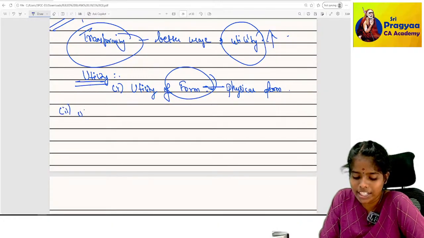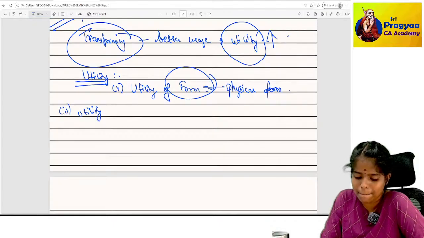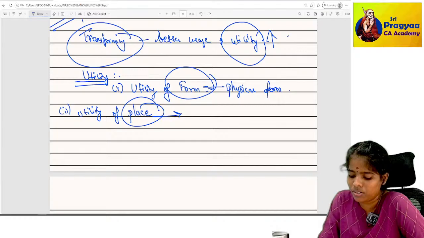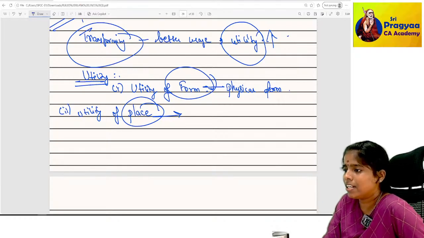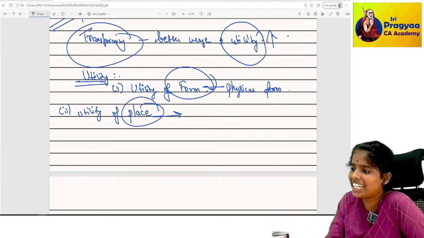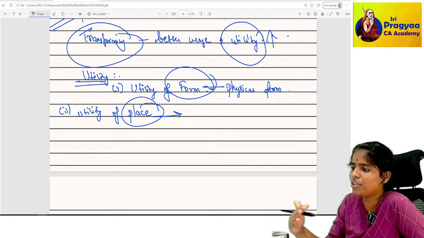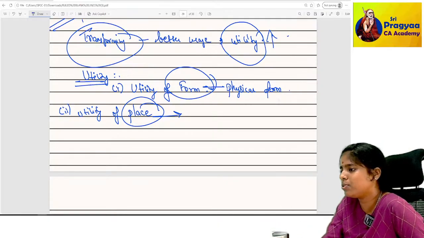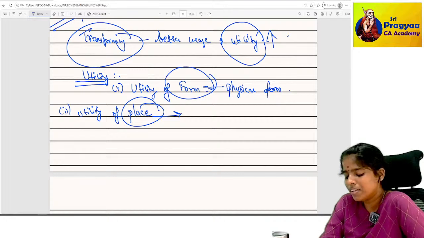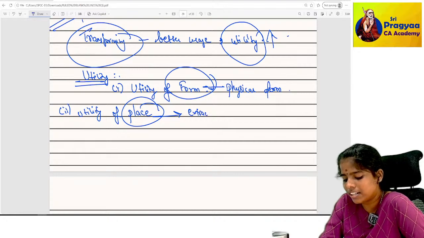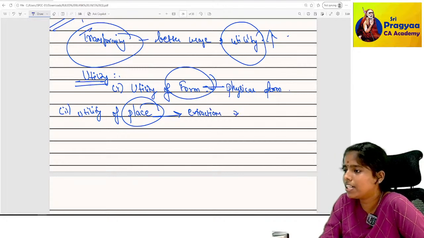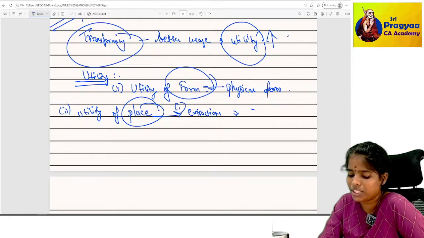Next, utility of place. Transportation. Petrol. For example, crude oil, it is there beneath the earth, correct? You are going to extract it from the earth and then you are going to use it. If it is inside the earth, who is going to get benefited? Nobody. So extraction of resources and other substances from earth. This is one kind of place utility.